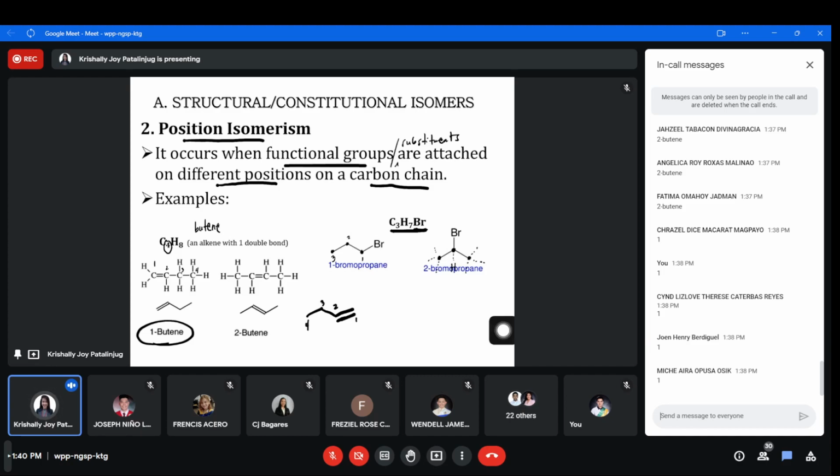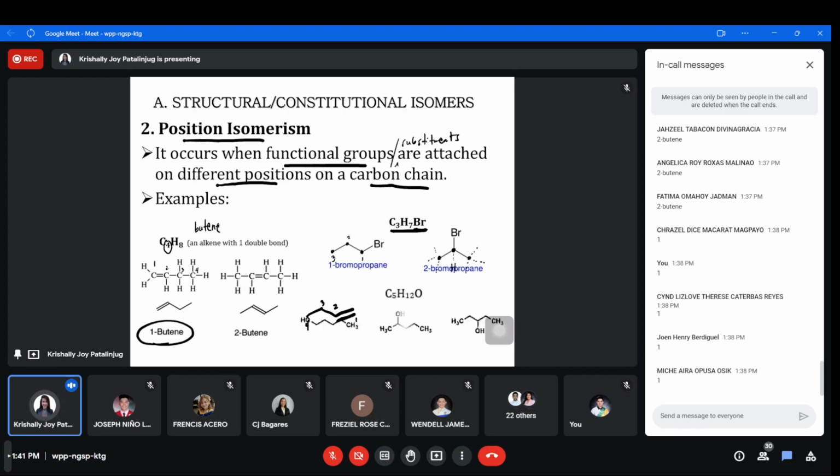Yung imaginary hydrogen. Okay? So 1 bromopropane, 2 bromopropane. This is an example of position isomers. Okay, isomers sila. Okay? Specifically, position isomers. Kasi magkaiba yung position ng bromo. Yung isa nasa carbon 1, yung another structure nasa carbon 2, yung bromo. I hope that is clear yung position isomerism.